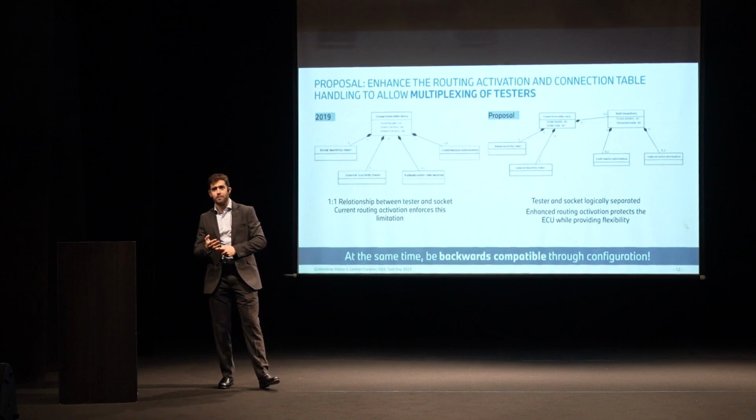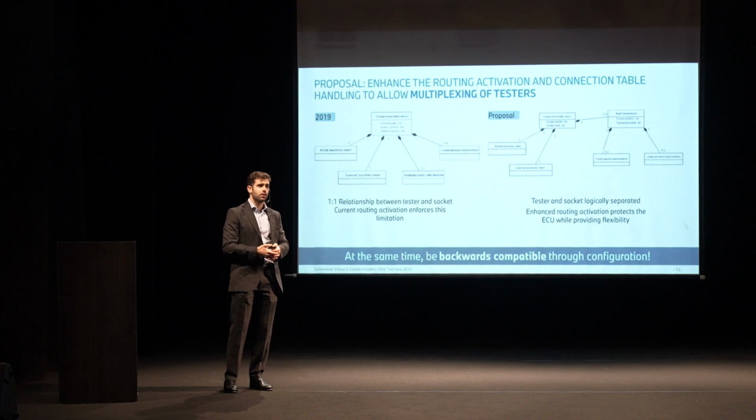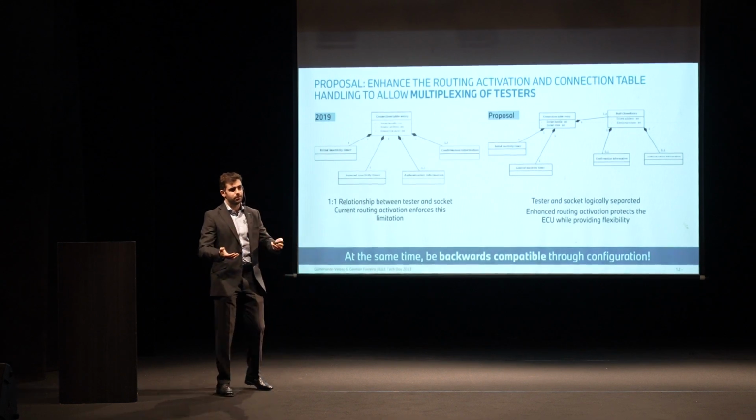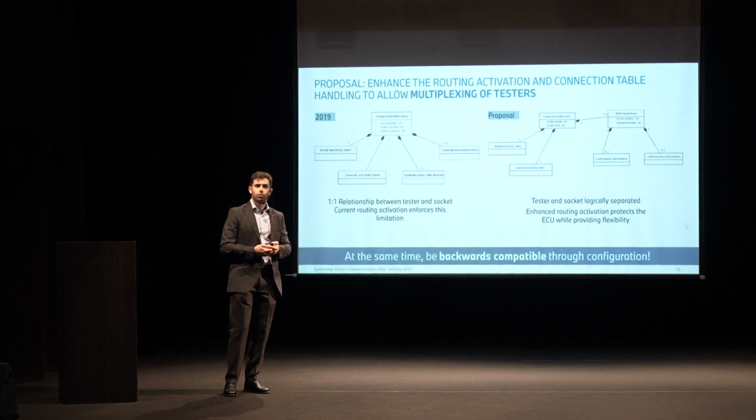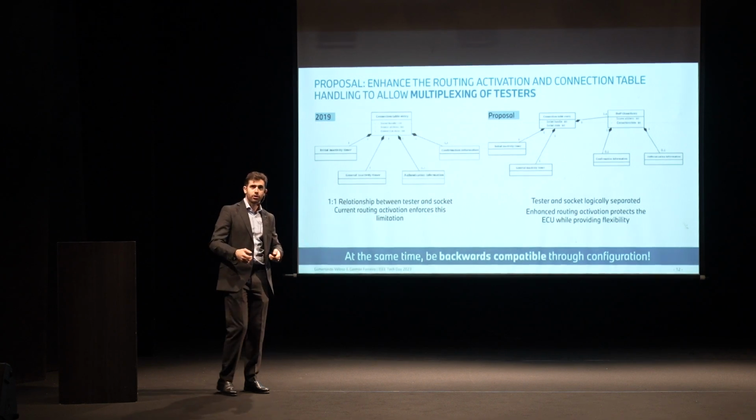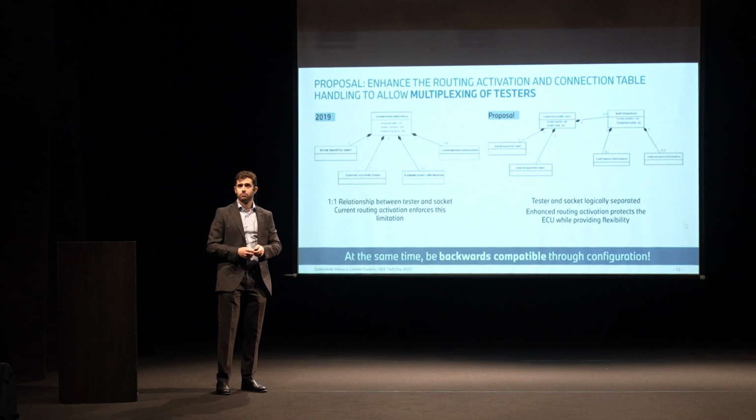So what's the advantage of this model? We are still providing a mechanism for the ECU to protect itself because we are still using the routing activation. We are still providing the flexibility to allow the multiplexing of sockets. And if for some reason you want to be backwards compatible, you can do this: just limit the multiplicity of this element through configuration to 1. And that's it.